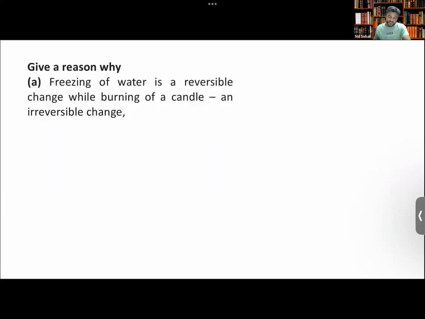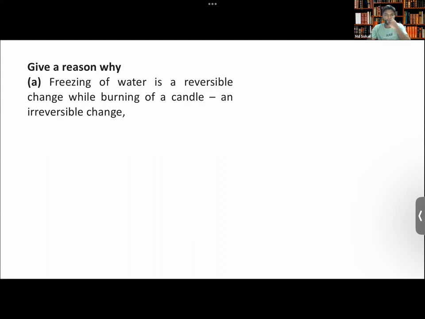Good, guys. Okay, I have got some questions for both of you. Give a reason why freezing of water is a reversible change while burning of a candle is an irreversible change. Notice the term burning of candle, not melting. Yes, Sundus and Vaiga, answer this question.